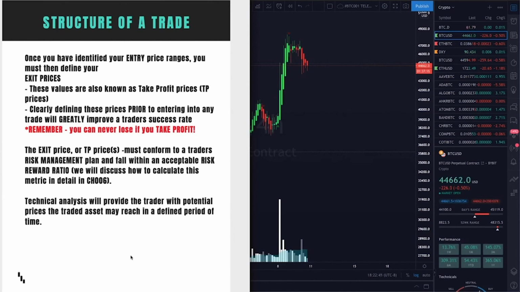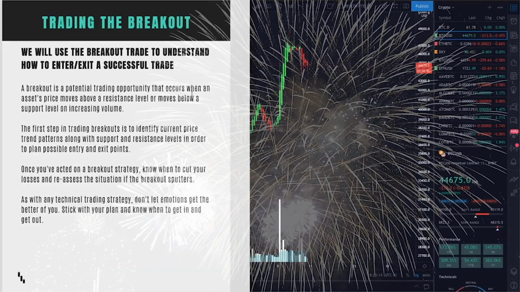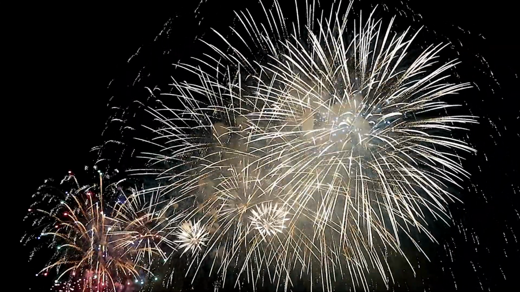Technical analysis will provide the trader with potential prices the traded asset may reach in a defined period of time. One way that we can enter into a trade, there's many different ways to do this, but the one that we are going to use, which most beginner traders should start with, is the breakout trade. And that's what we're going to talk about in the next lesson. So let's move on.